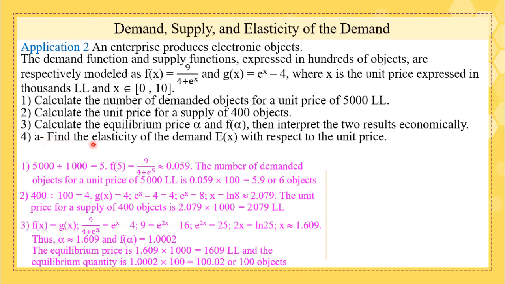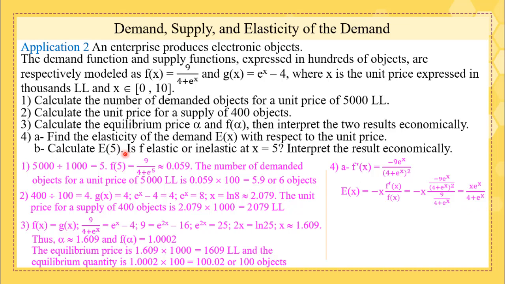4. Part A. Find the elasticity of the demand E of x with respect to the unit price. In order to find the elasticity of the demand E of x, first we calculate the derivative of f of x. So f prime of x equals minus 9 e^x over (4 plus e^x) all squared. Then E of x equals minus x f prime of x over f of x. After that, we substitute the expressions of f prime of x and f of x, then we simplify them and we get E of x equals x e^x over 4 plus e^x.